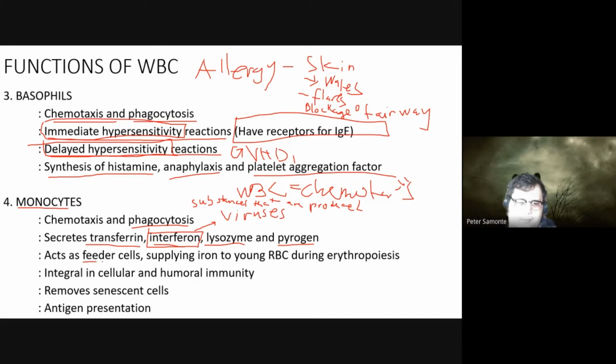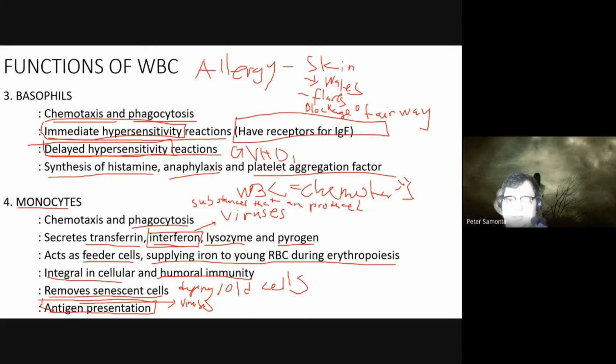Now, they would act as feeder cells, supplying iron to young RBC during erythropoiesis. Integral in cellular and humoral immunity. And can remove senescent cells. So senescent are dying cells. Dying or old cells. And are responsible for antigen presentation. So usually class naman ng antigen nyo are viruses. So they could also be used in identifying viruses, these monocytes.